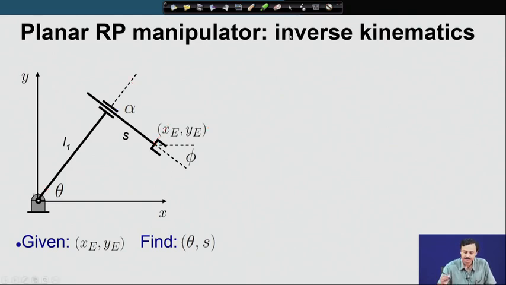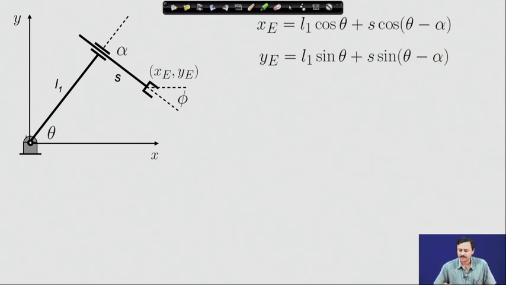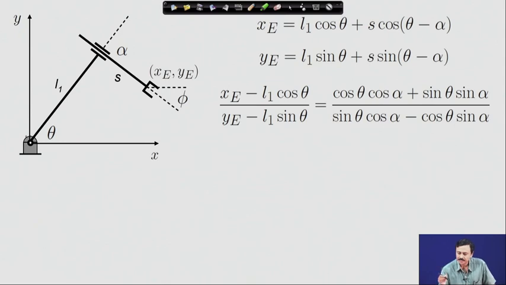So, let us proceed with that. We will start off with the forward kinematics relations. So, these are the forward kinematics relations, x e and y e in terms of theta and s. Remember, we are given x e and y e, we have to find out theta and s. If I do this step, x e minus L 1 cos theta 1, I get this term on this side, this term on this side, and take the ratio, then I can eliminate s. So, I have this ratio.